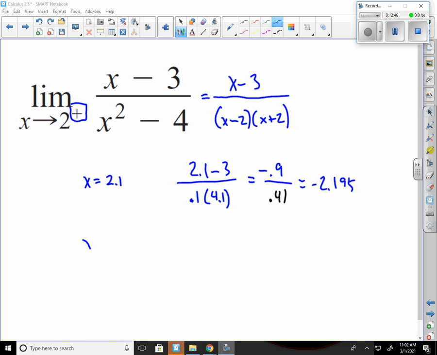Think about if I plugged in 2.01. If I plug that in, up top, that's going to give me negative 0.99. On the bottom, that would be 0.01 times 4.01.